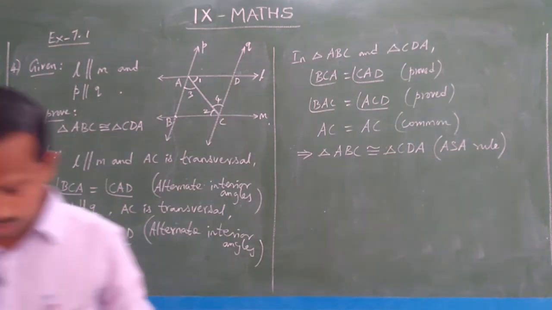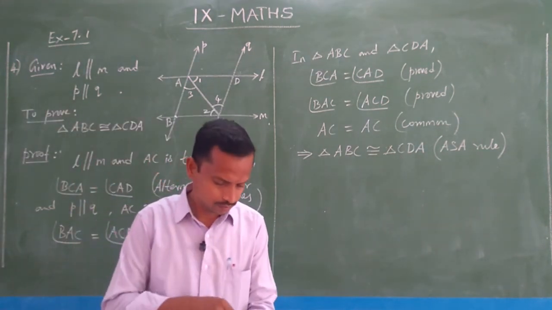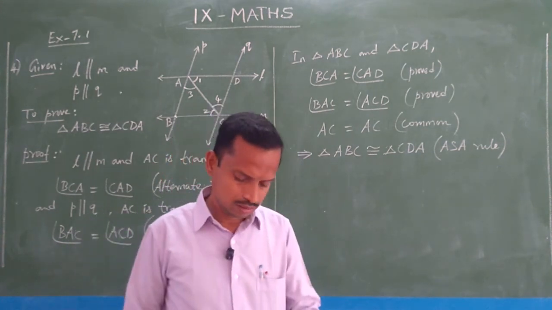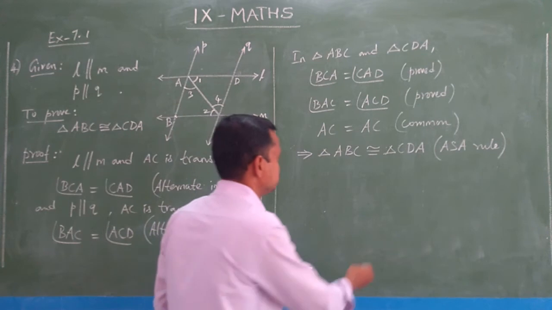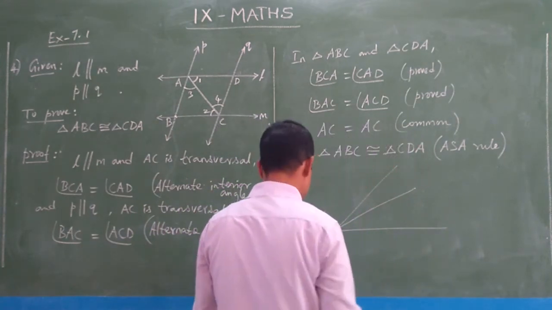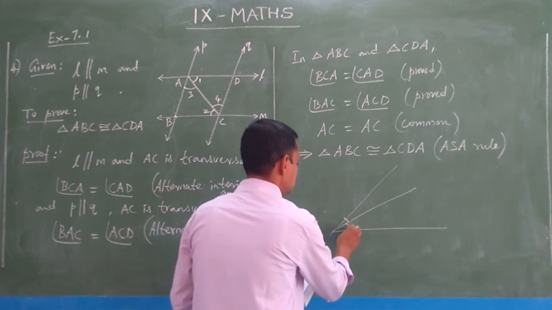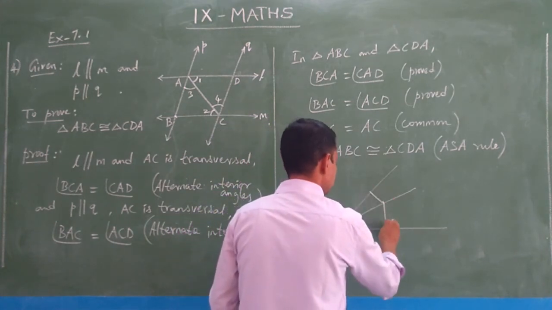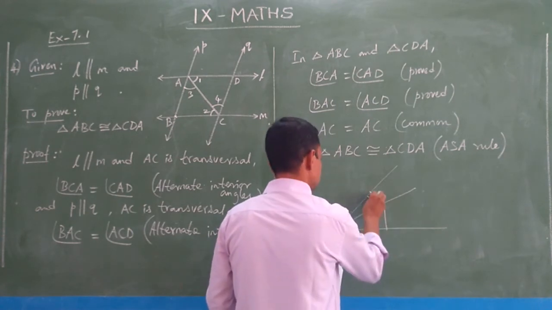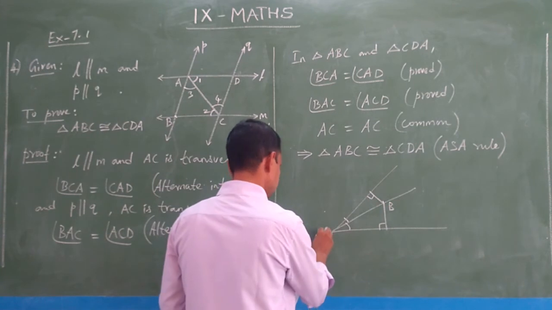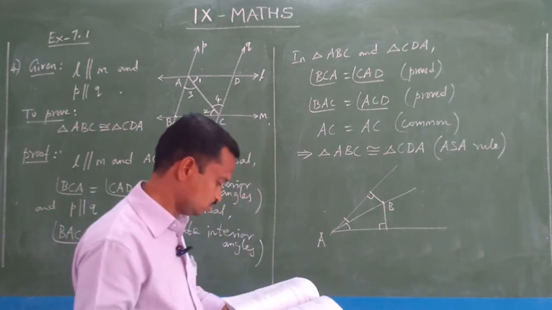Question number 5. It is easy. You take it as homework, because the diagram will explain that. You see, here B. So this is 90 and this is 90. So this is A. So it is very easy to understand. So you take it as homework.